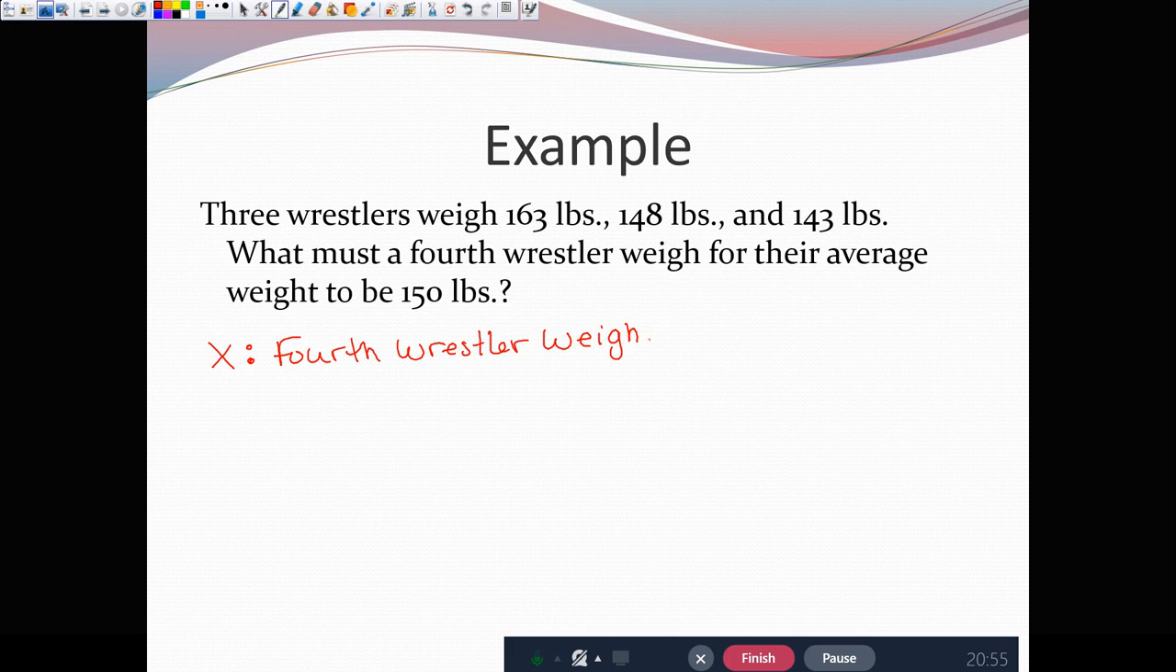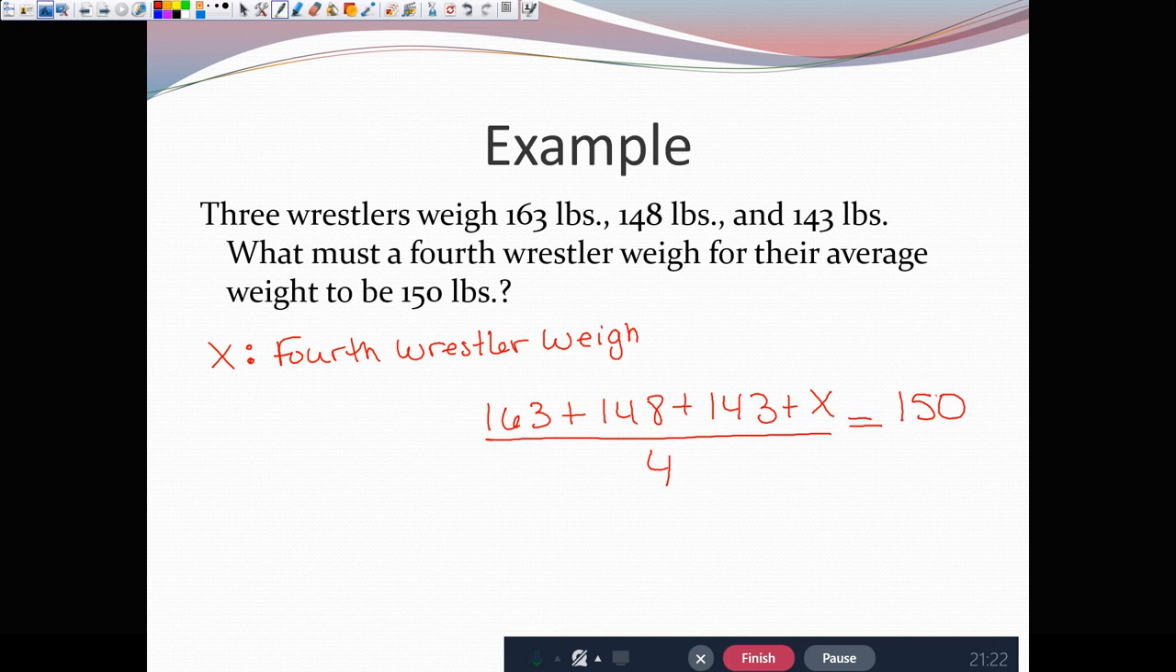And it says that we have an average. To find average, you add up all of your numbers and you divide by how many there are. So I'm going to add 163 plus 148 plus 143, and we're representing our 4th person as x. These are all going to be divided by 4 because there's 4 numbers, 1, 2, 3, 4, and it's going to equal my average, which is 150. I'm going to combine like terms. So what's 163 plus 148 plus 143?